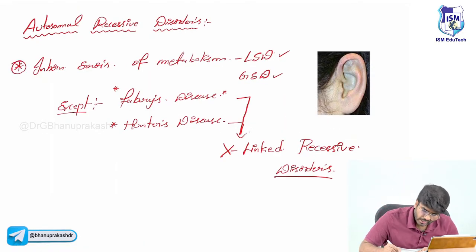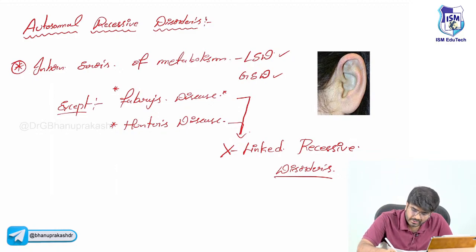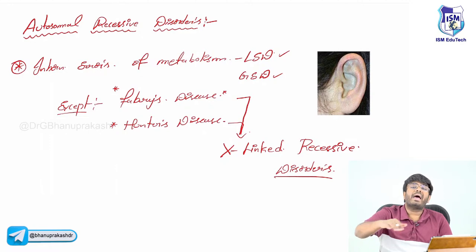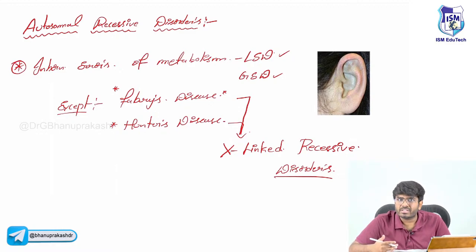Next, autosomal recessive disorders. In which people are they most common? Those people who are marrying within the relations. Those who have consanguineous marriages within the family will get autosomal recessive disorders.